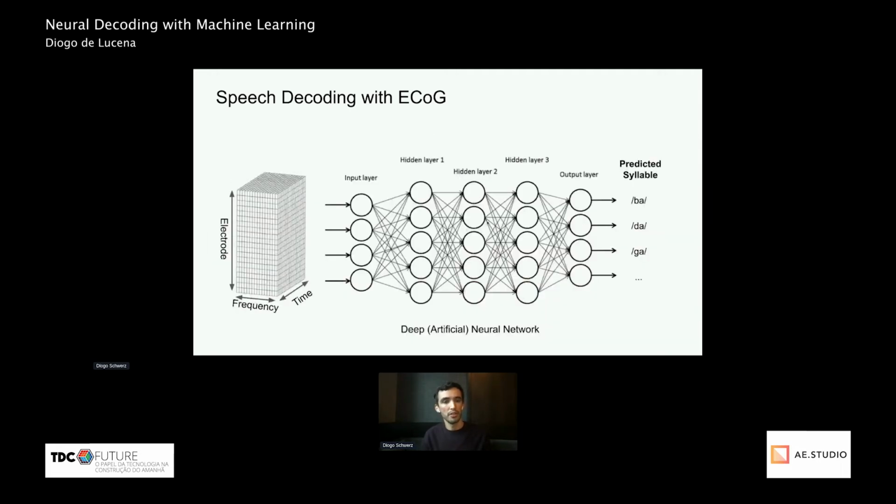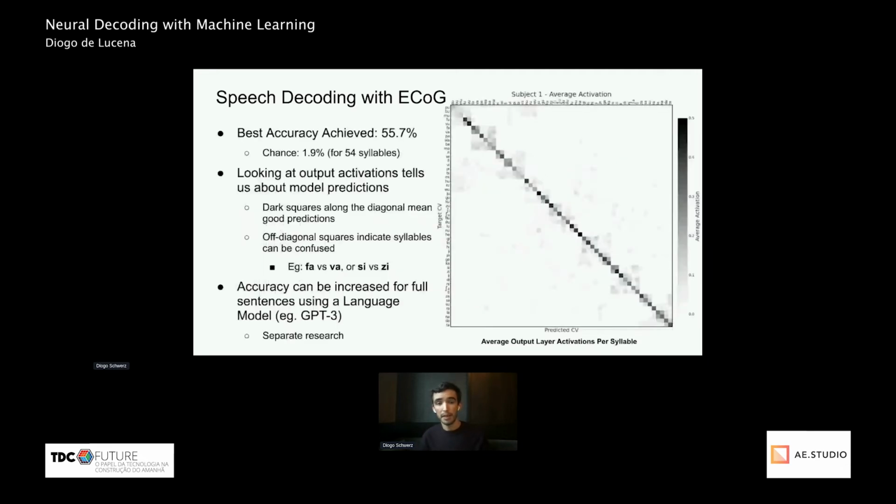So we take all of those signals, across electrodes, frequency, and time, and we put them through an artificial neural network, and we try to get that to predict which syllable the person is trying to speak. And we get pretty good accuracy. For this example, we're getting about 56% accuracy, which is much, much higher than chance, which is less than 2%.